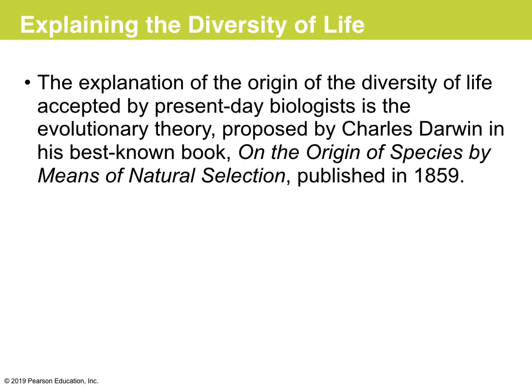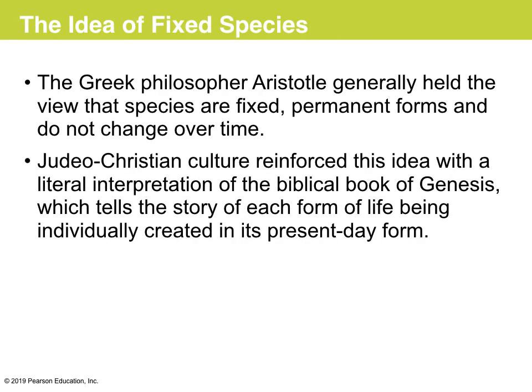If we go back further, we can see some of the earlier ways of looking at classification. If you go back to Grecian times, the Greek philosopher Aristotle generally held the view that species are fixed. In other words, they only have one form. It's a permanent thing. They don't change over time. All right, so as life appeared on the earth, it has always looked like that. Now, Judeo-Christian culture took this and reinforced it with a literal interpretation of the biblical book of Genesis, which tells the story of each form of life being individually created in its present-day form. And that was held for quite a while.